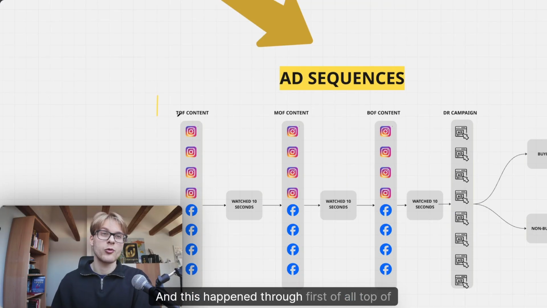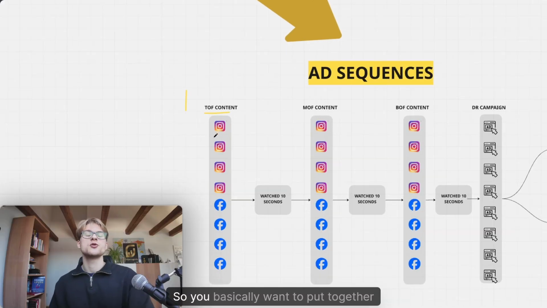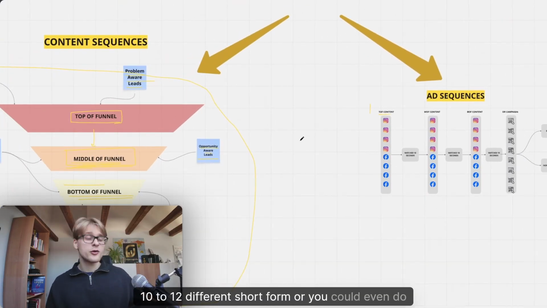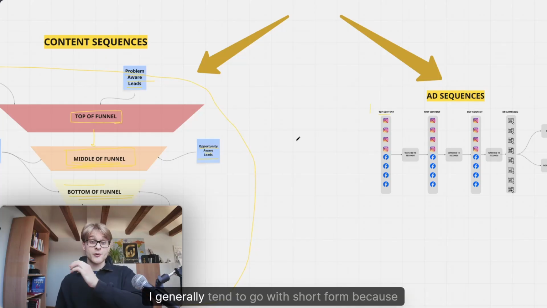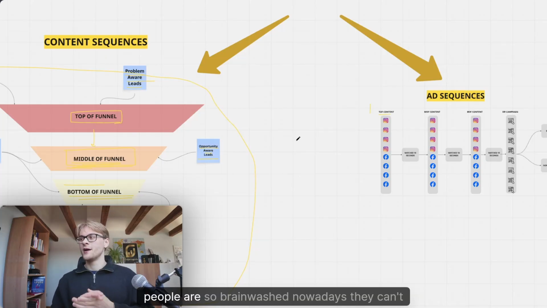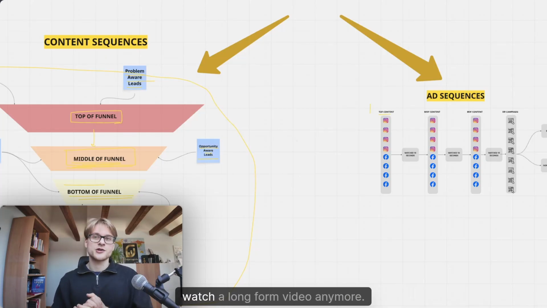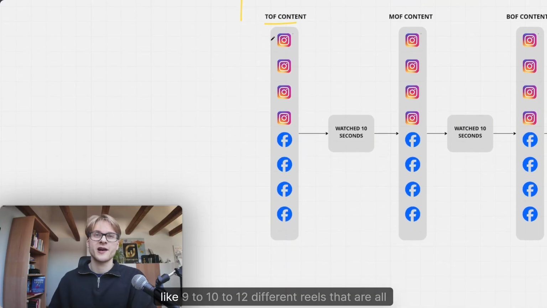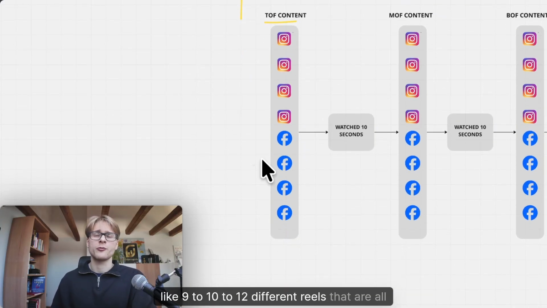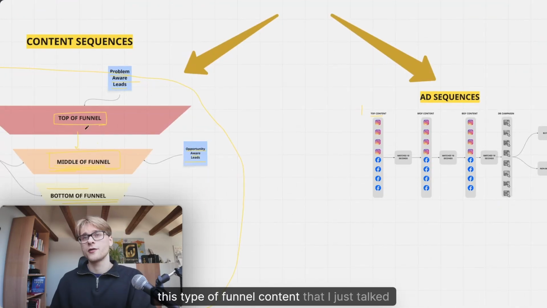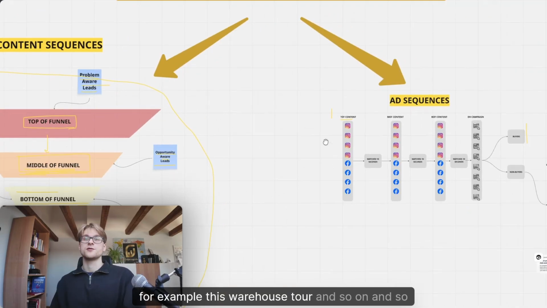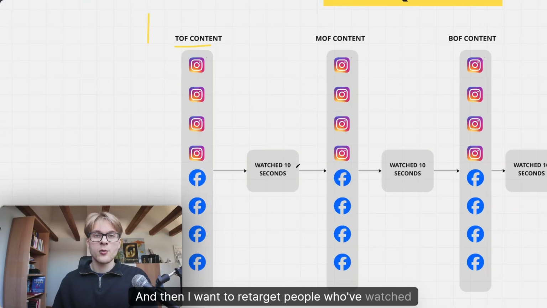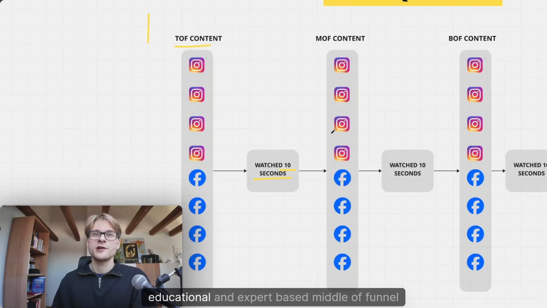And this happens through, first of all, top of funnel content. So you basically want to put together 10 to 12 different short form videos, or you could even do it with a long form strategy. I generally tend to go with short form because people are so brain rot nowadays they can't watch a long form video anymore. So we do top of funnel content, which is something like 10 to 12 different reels, all of this top of funnel content that I just talked about, for example, this warehouse tour and so on, showing a dream outcome.